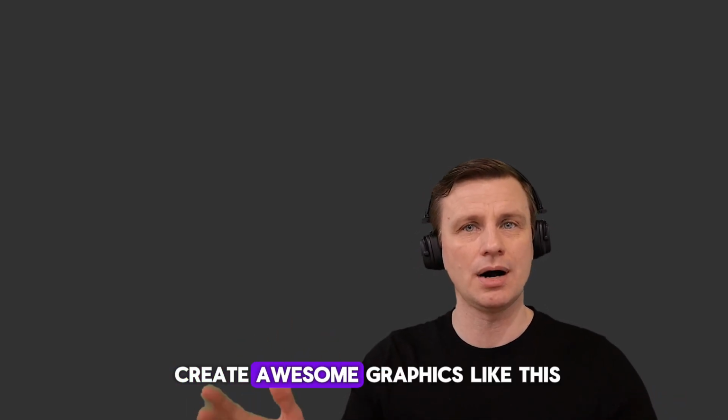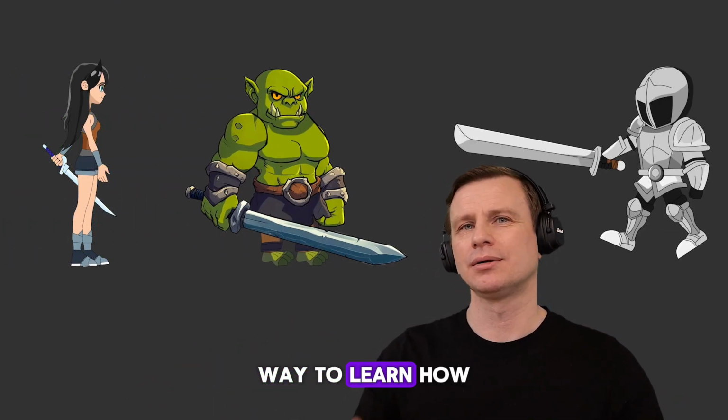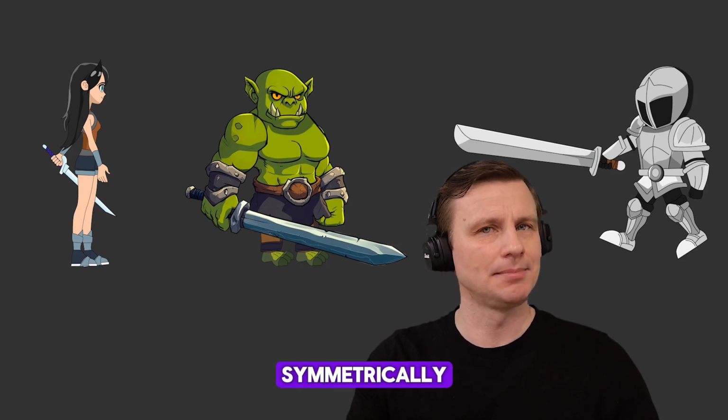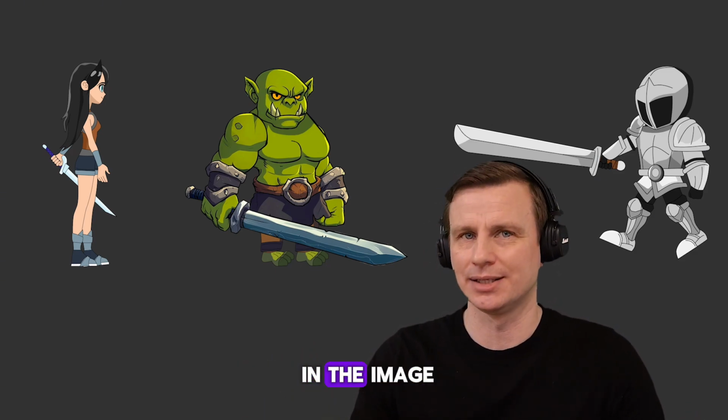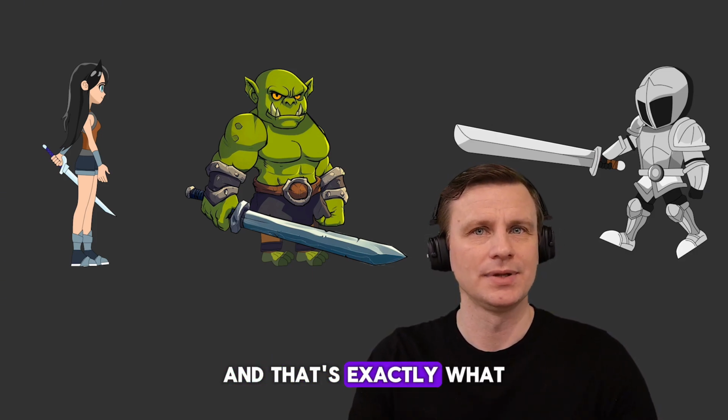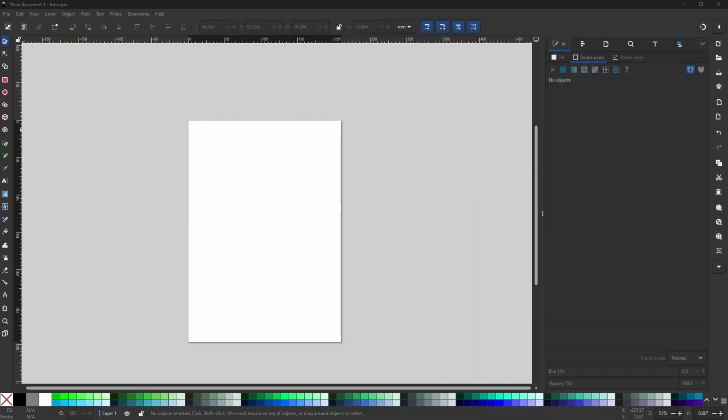If you want to create awesome graphics like this, we need to learn how to place objects neatly, symmetrically, and proportionally in relation to other objects in the image. And that's exactly what this lesson is about. Object positioning. Let's learn how to manage the positioning of objects relative to each other on the canvas.